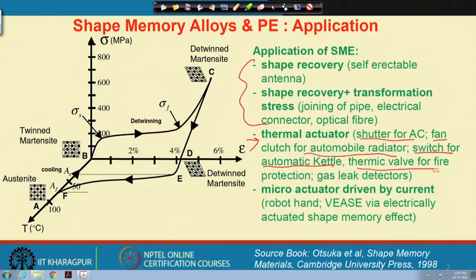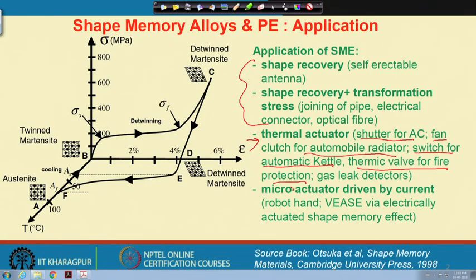Okay. So, in that case also we can use it as a thermic valve for protection, or let us say simply a gas detection or gas leak event. Okay. So, there also we need those kinds of sensors or thermal actuators where we can use the shape memory effect for maintaining and protecting against several issues.